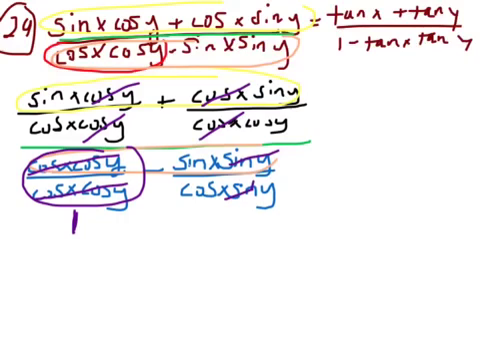How they knew to do that, I don't know. I guess they were thinking, if I could divide by something that would cancel a bunch of factors out, let's do that, and they figured that out. So let me fix this a little bit. So cosine x, cosine y.